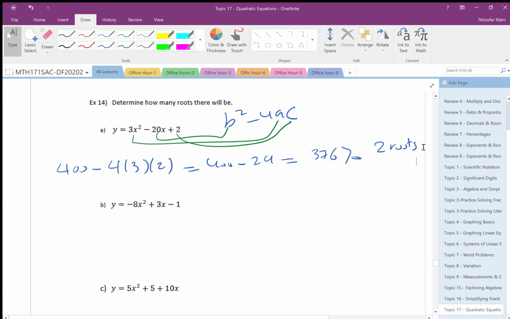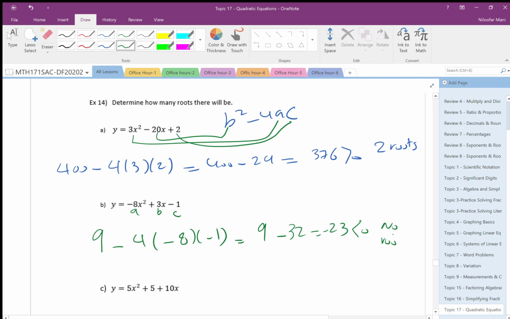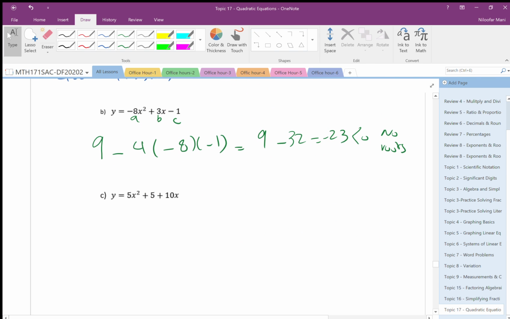How about here? Okay, so how many roots do I have? It means if y equals 0, how many roots do I have? Okay, the same thing. This is A, this is B, this is C. Tell me: B squared minus 4 multiplied by minus 8 multiplied by minus 1, which is 9 minus 32, right? Which is minus 23. That's negative. No roots, because it's negative. With a negative under the radical, it's impossible to have a root.